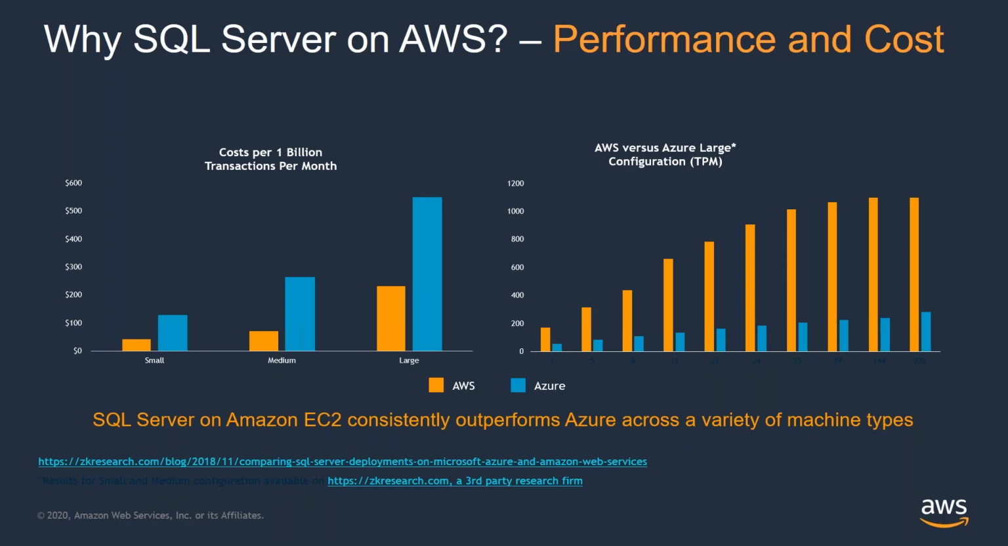And then ZK Research dove into performance of SQL Server. And again, AWS in orange and Azure in blue. So SQL Server on AWS outperforms SQL Server on Azure, and it is almost close to 3 times better performance in AWS as compared to Azure.